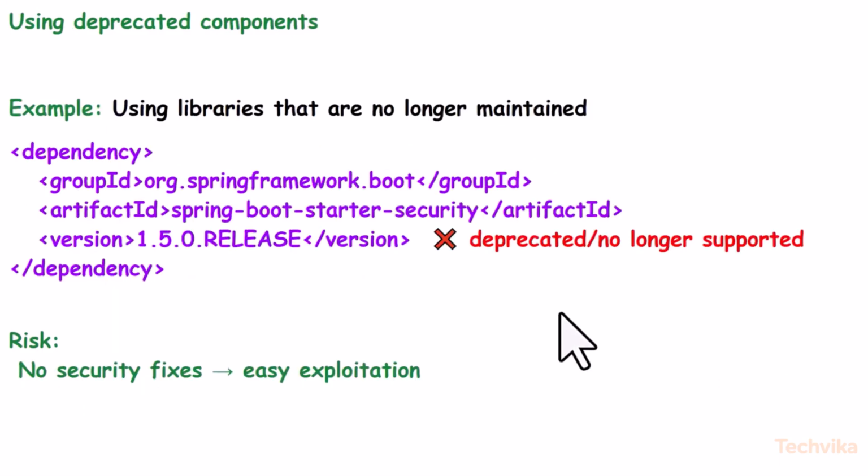Using deprecated components. Example, using libraries that are no longer maintained. That means they are not providing security fixes. If they are not providing the patches, then it is easily exploitable, right? See, currently, let's say a Spring Boot version is deprecated and no longer supported now. They're not providing any security updates. Okay, so we always have to upgrade to the latest version.